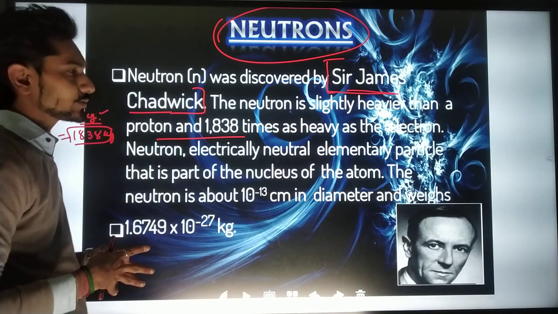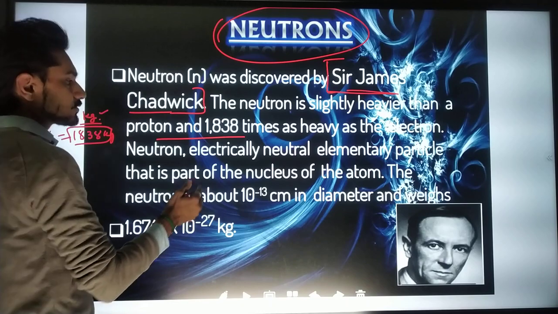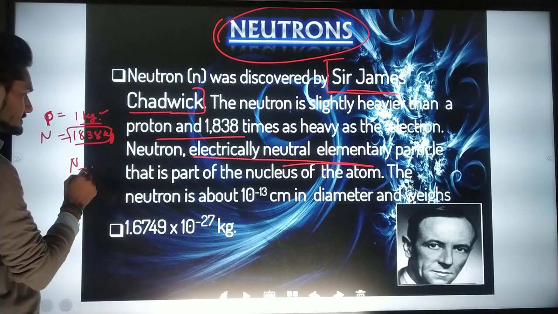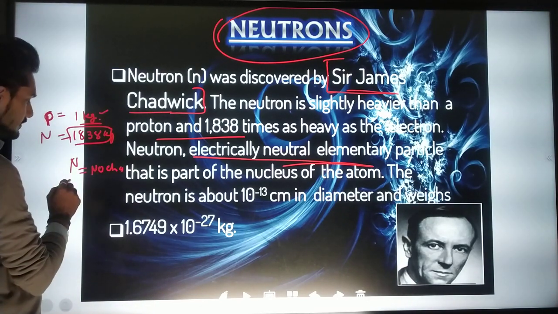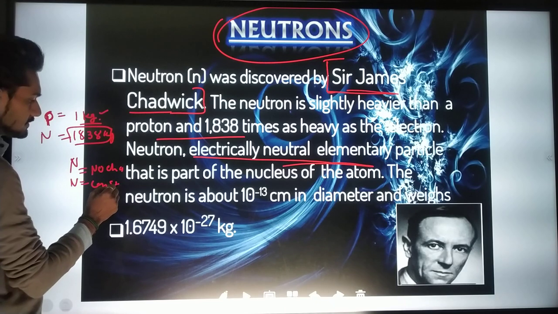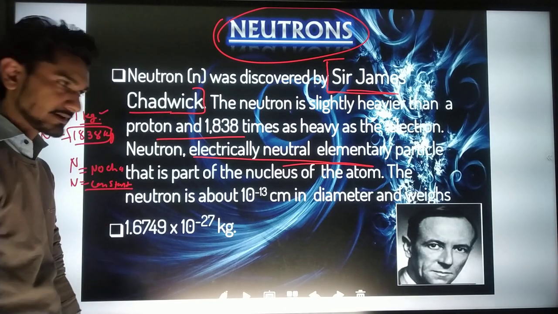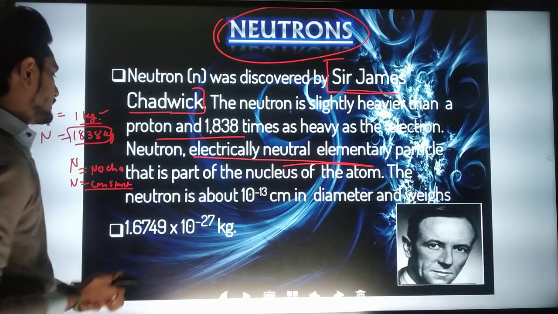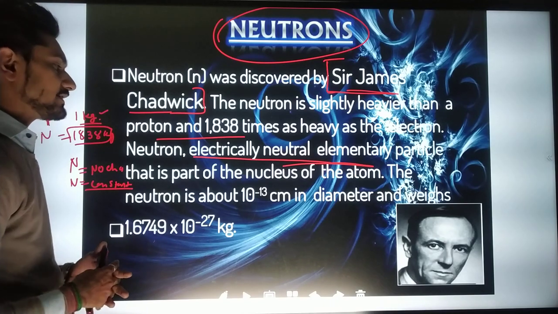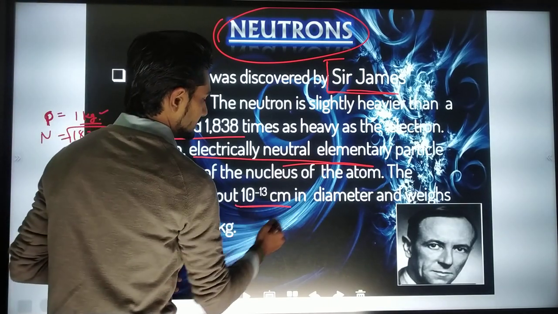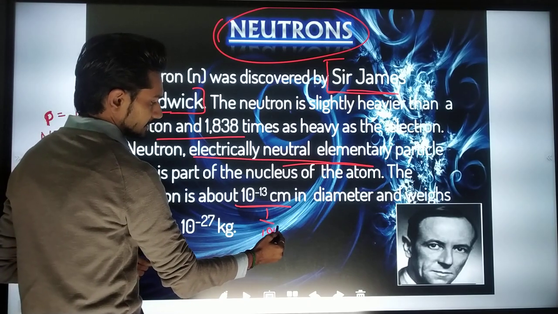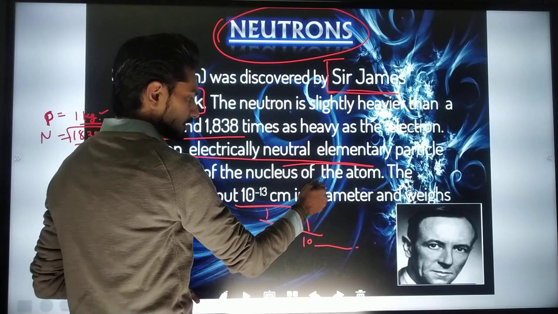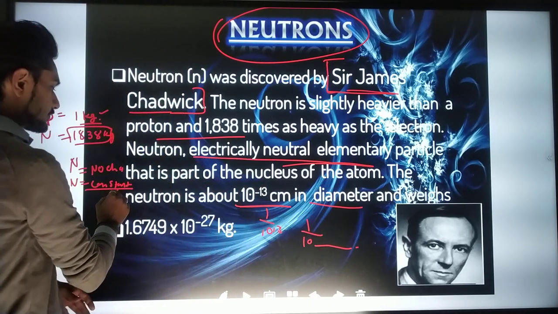The neutron is an electrically neutral elementary particle because it has basically no charge. So we consider that the neutron has no charge. The neutron is about 10 raised to minus 13 centimeter in diameter. It means 1 upon 10 raised to 13, dividing 1 by 10 followed by 13 zeros. Whatever value comes will be the diameter of the neutron.